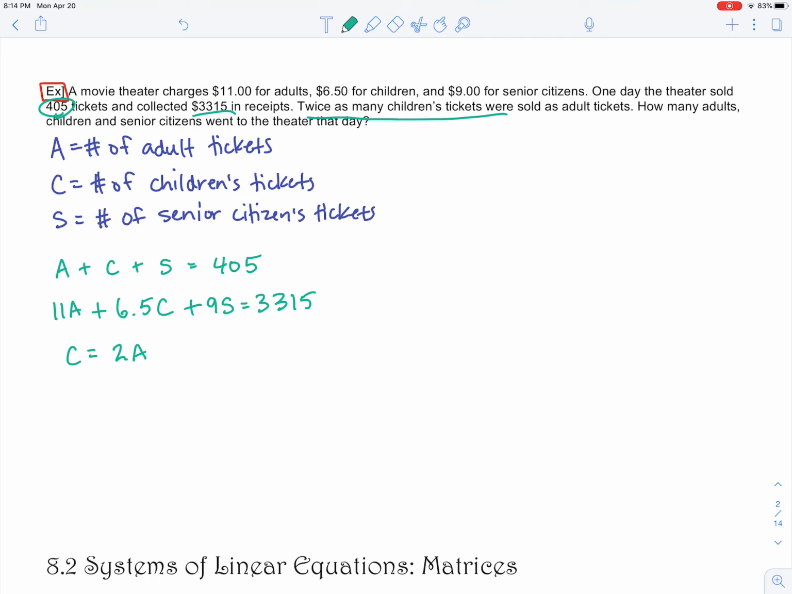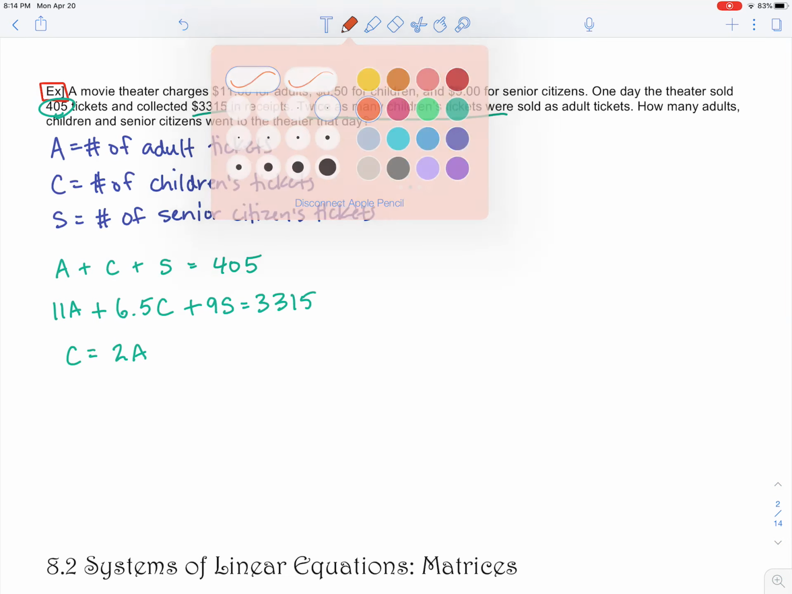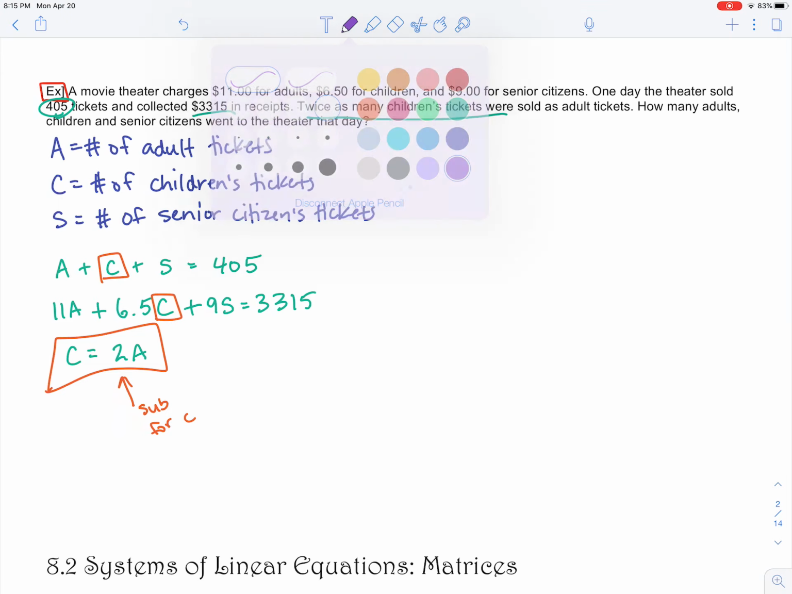You could use substitution or elimination. Since C is conveniently isolated here, I think that we should do substitution. Because we can go back to these other two equations and replace C with 2A, and that should bring us down to a 2x2 system. So let's go ahead and do that. So I'm going to replace C here and here with 2A. So let's do that over here.